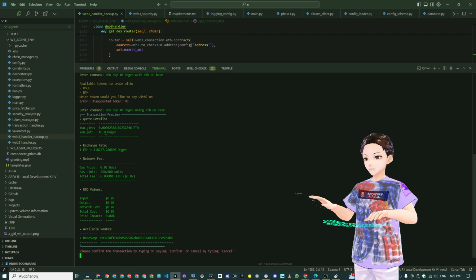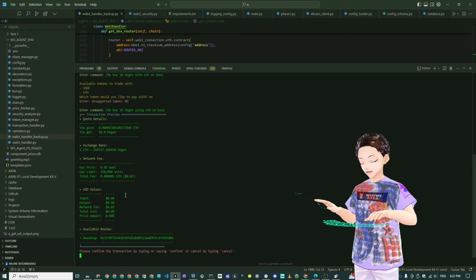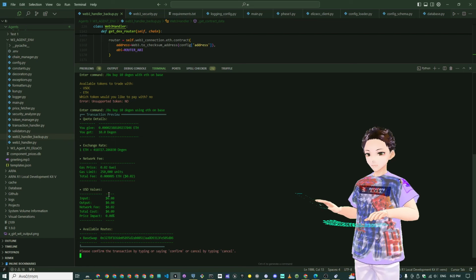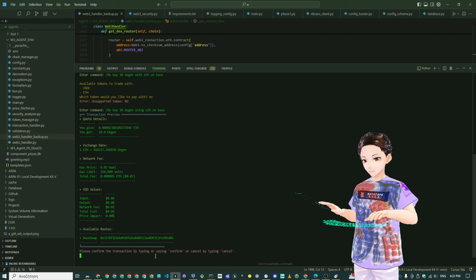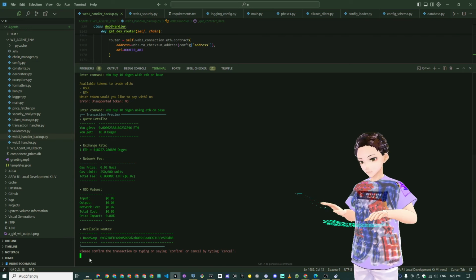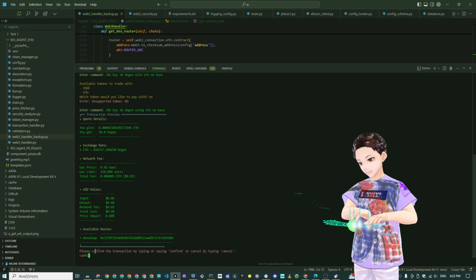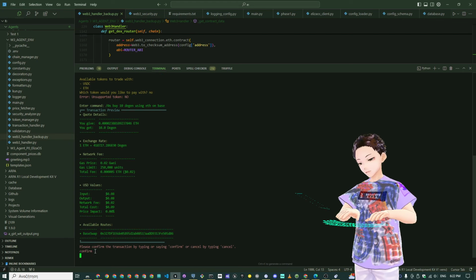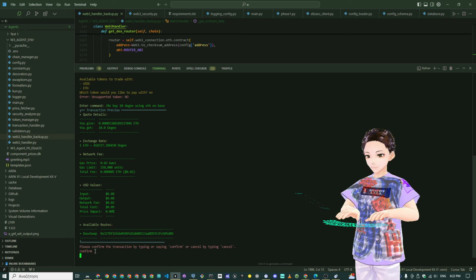We're getting back 10 degen. That's the rate currently. Then the gas information, which is about 2 cents, and the total cost is going to be 9 cents. So essentially we're buying about 6 or 7 cents worth of degen with 9 cents of gas. That's fine. We're doing this just for the demonstration. If I confirm, the transaction should go through.